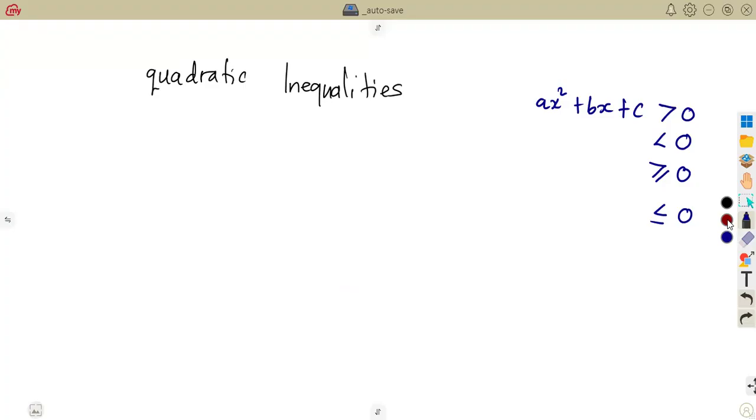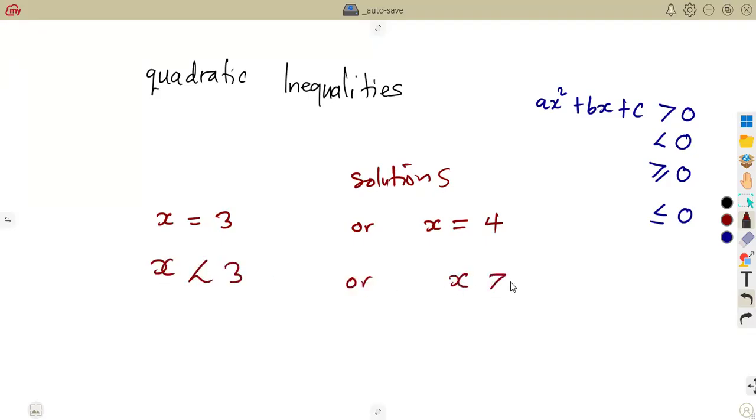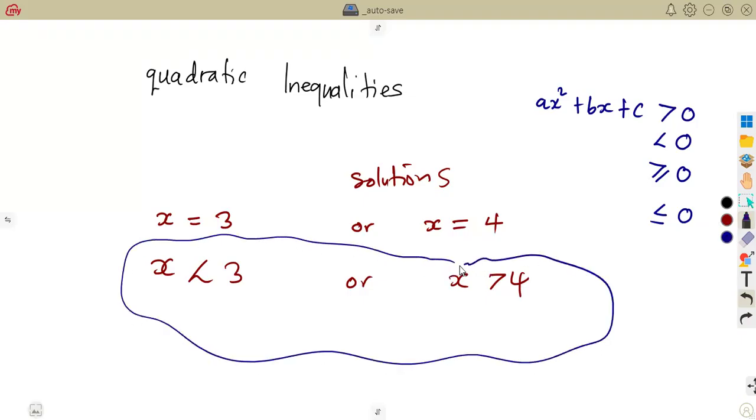An equation, you're obtaining exactly to say x is equal to 3 or x is equal to 4. These are the solutions of an equation. You are having exact solution. But inequalities are supposed to have either x is less than 3 or you're giving us x is greater than, depending with the final solution. So what I want you to understand is these solutions are for the inequalities.